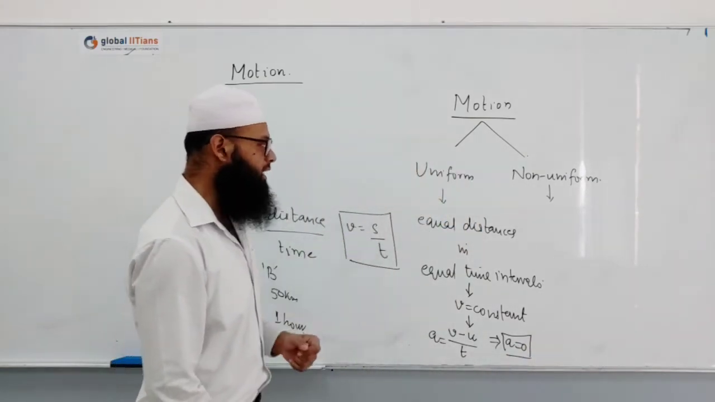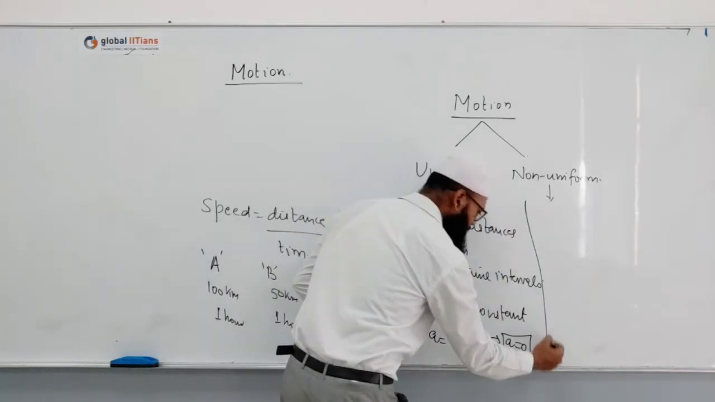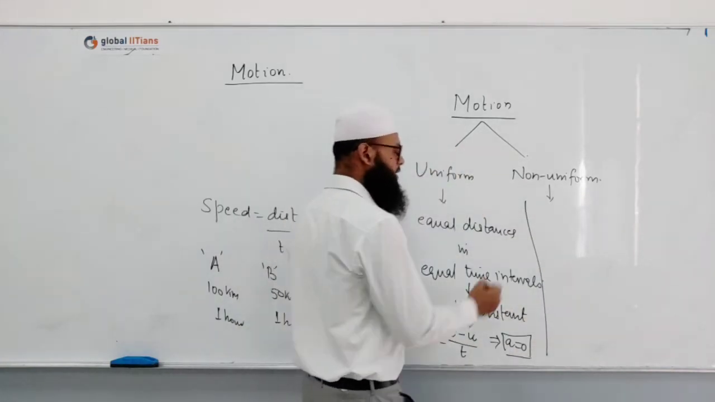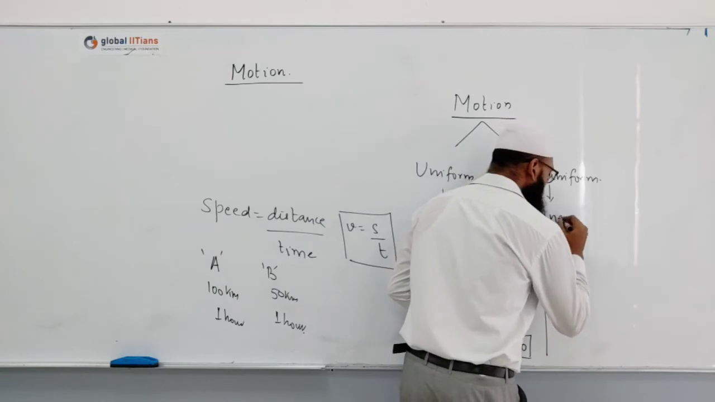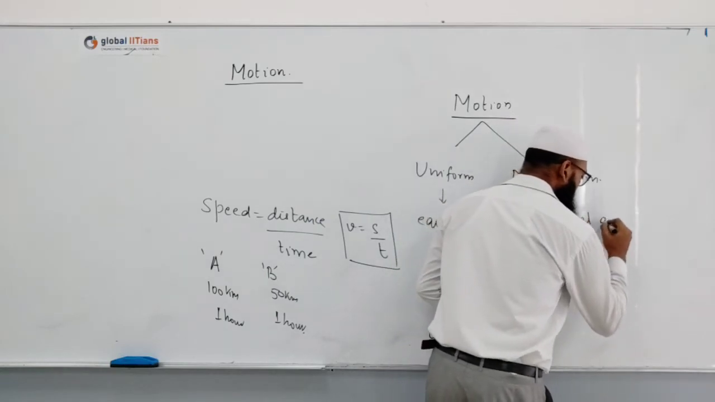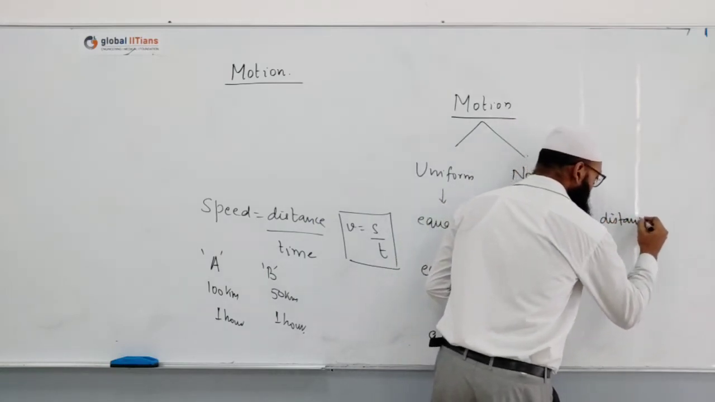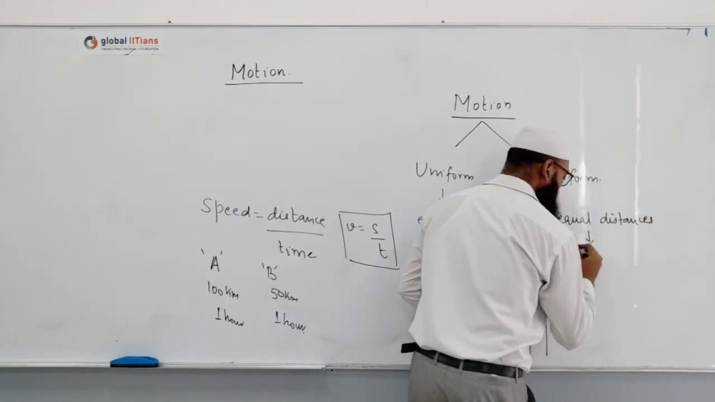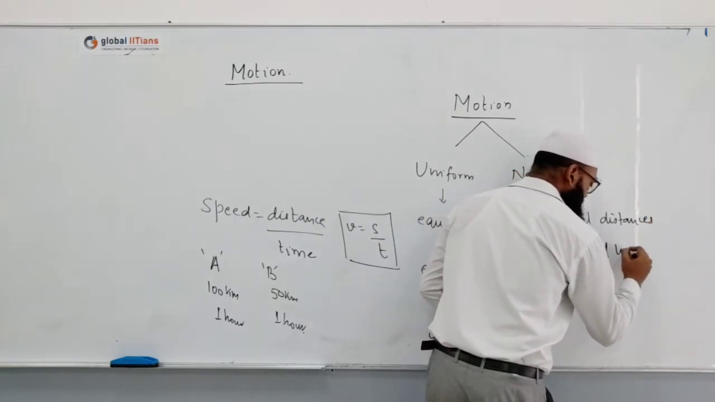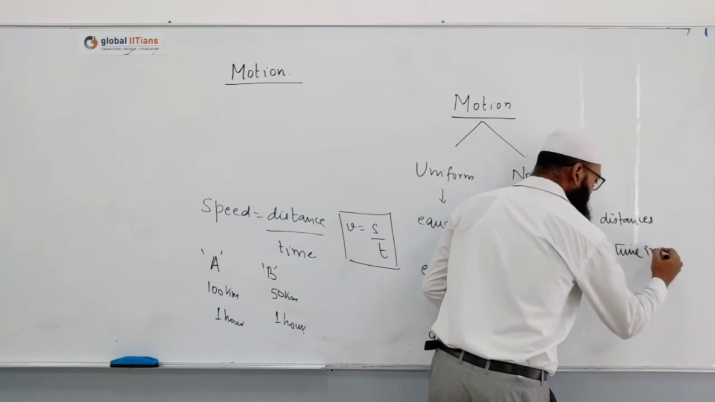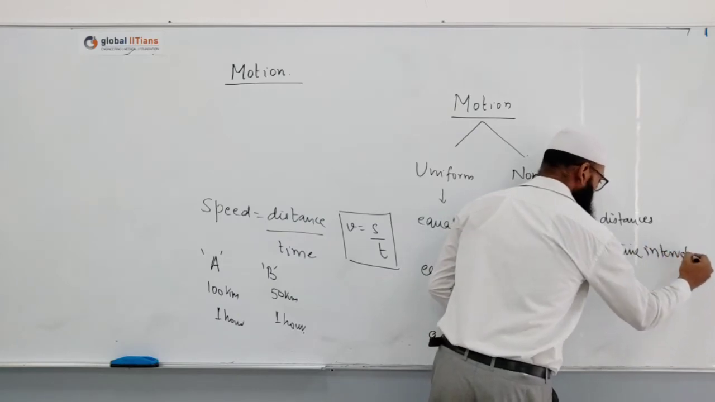Okay, the second type of motion is non-uniform motion. In non-uniform motion, what happens? Unequal distances are covered in equal time intervals. Now, what do I mean by that? Let us take an example.